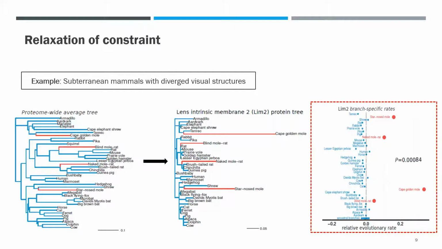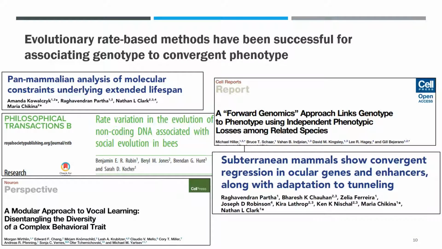And this is an example of how evolutionary rate-based methods can be used to associate genotype to phenotype. And so this type of evolutionary rate-based method has then become more and more popular because they have been successful for associating genotype to convergent phenotype.